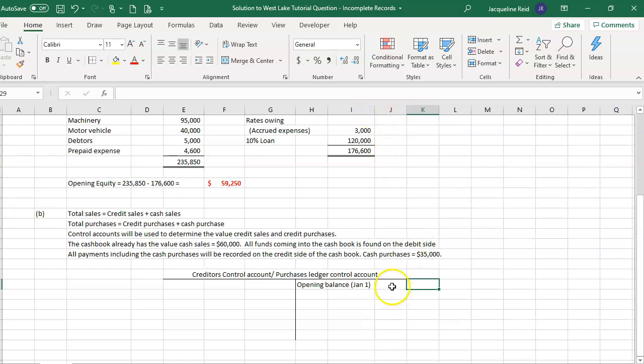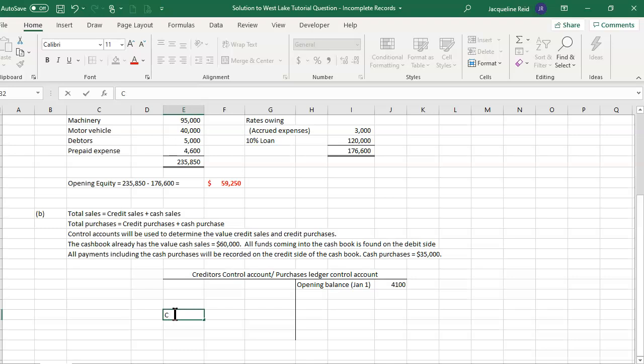Let's make some space. And the closing balance, which is a balance at December 31. The closing balance is $6,750.